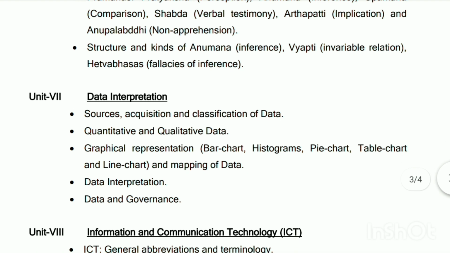Unit 7 is data interpretation, where you have to study sources, acquisition and classification of data, quantitative and qualitative data, graphical representation: bar chart, histogram, pie chart, table chart, and line chart, and mapping of data. Data interpretation, data and governance.